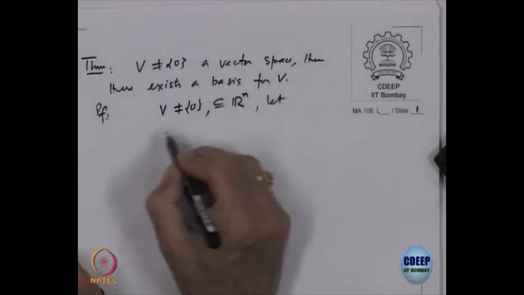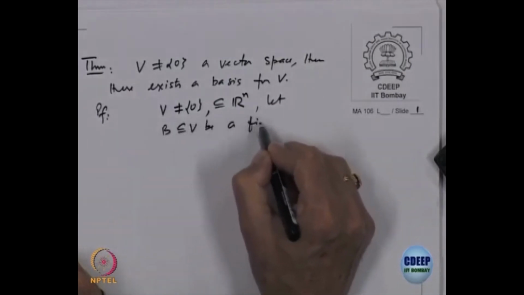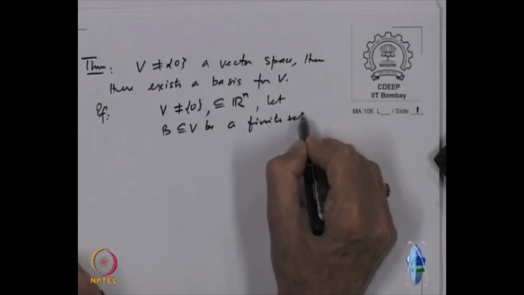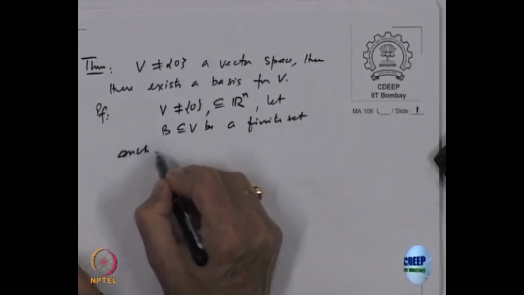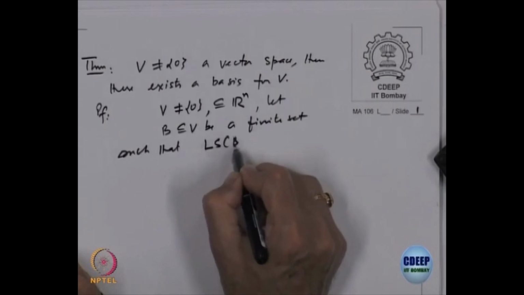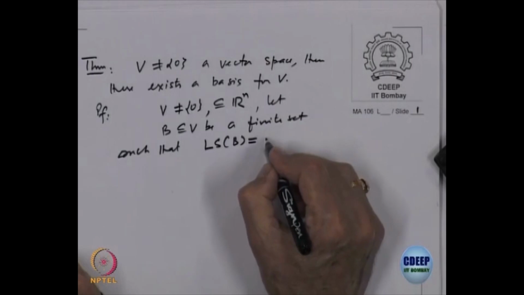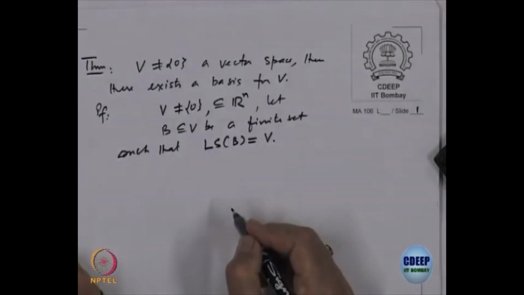So, let B contained in V be a finite set such that the linear span of B is equal to V. Right? We have got a set of generators and we want to check whether it is a basis or not. So, what is the possibility?